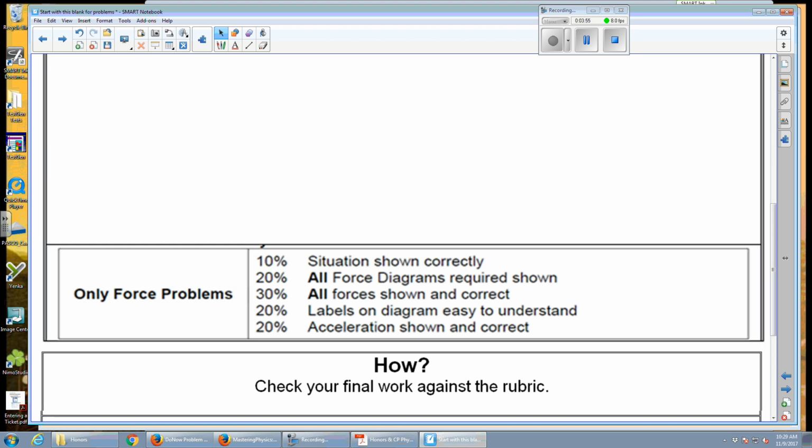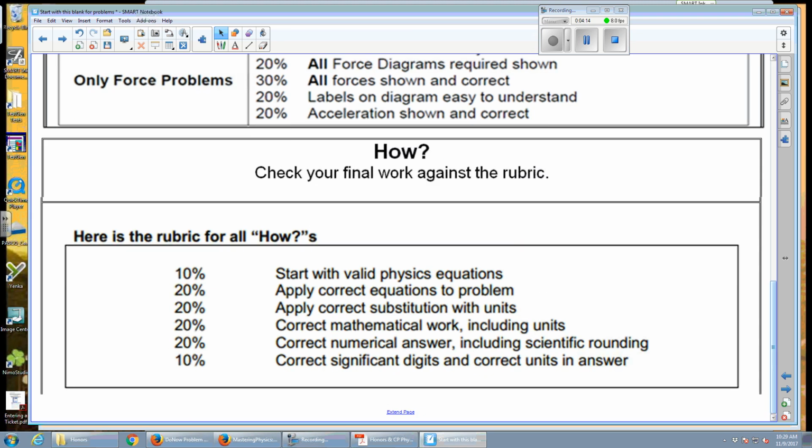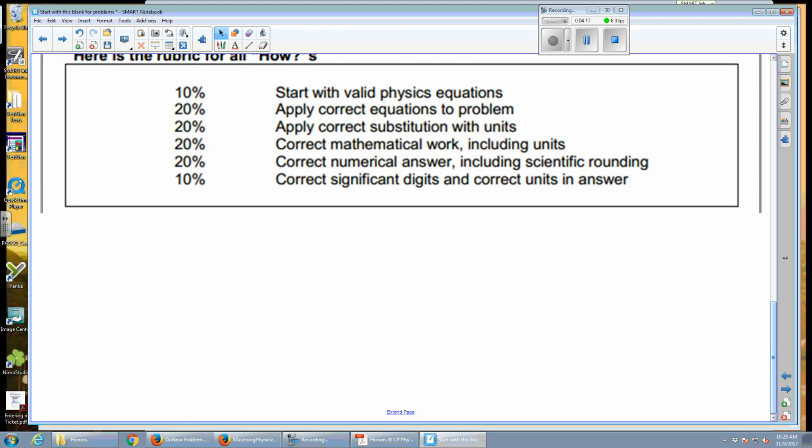Did I show acceleration? What is acceleration? I don't even know, so I shouldn't even have to worry about that part. Yes. Free 20%. We haven't learned about it, so I'm not going to count it against you. So I can get a minimum of 20%. Yep, even if you screwed up everything on your force diagram, you still get 20%. That's awesome.